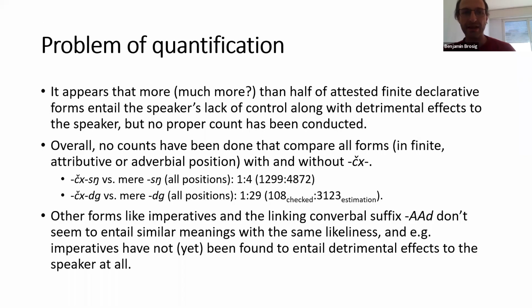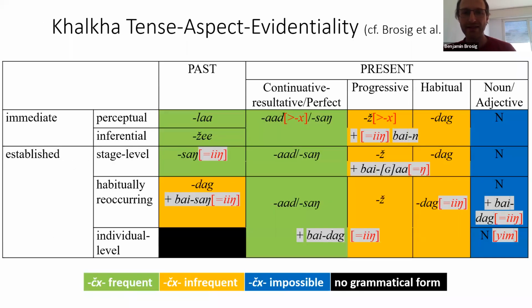Okay, problems with quantification, I mentioned this, and here you just have a short overview again of the domains within which chich can be used. So even if something is inadvertent, even if it's something out of my control, if it's a noun or adjective-based predication, chich will not be used. With habitual and progressive forms, it can be used, but not very frequently. But with the perfective and past forms, it's very frequent. Okay, thank you for your attention.